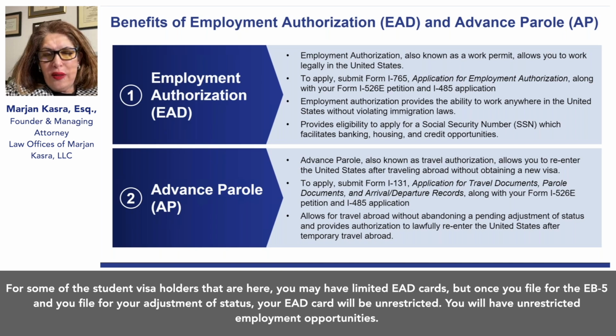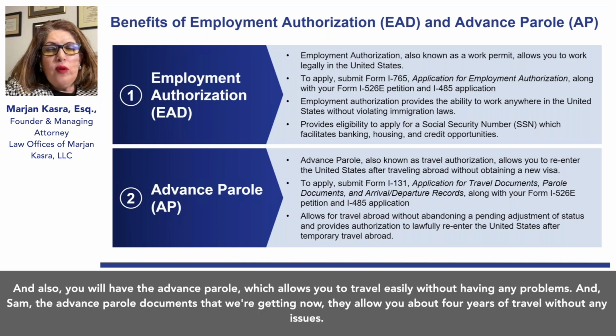For some of the student visa holders that are here, you may have limited EAD cards, but once you file for the EB-5 and you file for your adjustment of status, your EAD card will be unrestricted. You will have unrestricted employment opportunities, and also you will have the advanced parole, which allows you to travel easily without having any problems. And Sam, the advanced parole documents that we're getting now allow you about 4 years of travel without any issues.